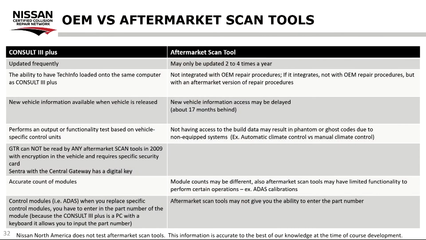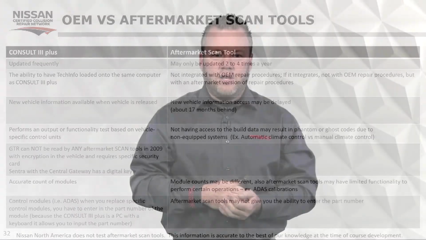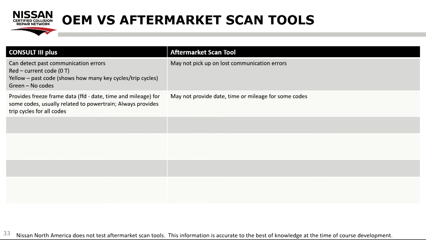Another thing that comes up is the updates. Typically, the Nissan scan tool is updated very frequently. We also see the aftermarkets only get between 2 and 4 updates per year. Remember, in collision space, we're dealing with the newest cars in the worst shape, so having access to the latest software for those vehicles is critical to a correct repair. Nissan also doesn't test the aftermarket scan tool, so it can't really comment brand by brand what they're capable of as it compares to their factory scan tool.